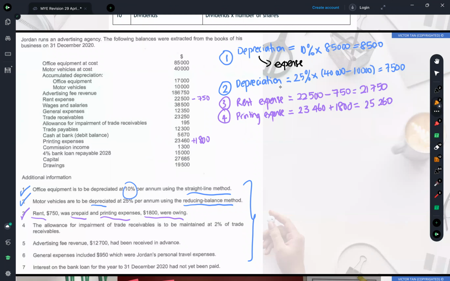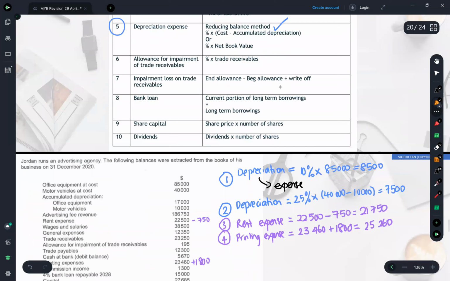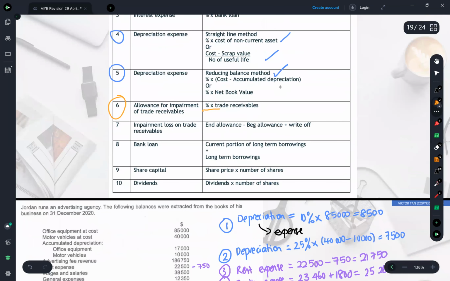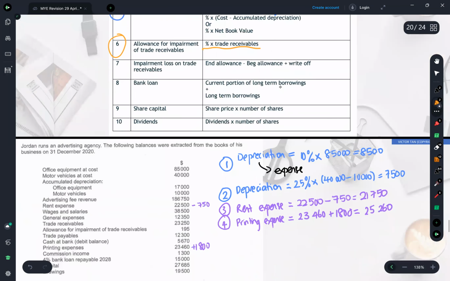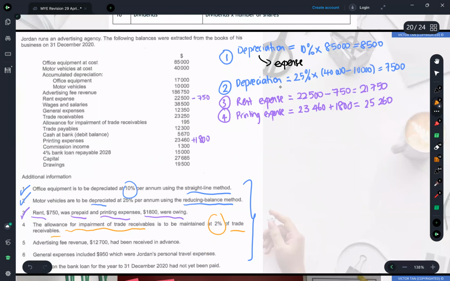Now, you want to calculate the allowance, right? Allowance is 2% of trade receivable. So there is also in my formula, allowance is here, 2% times your trade receivable. So number 5, your allowance is 2% times your trade receivable. Your trade receivable is here, 23,250.